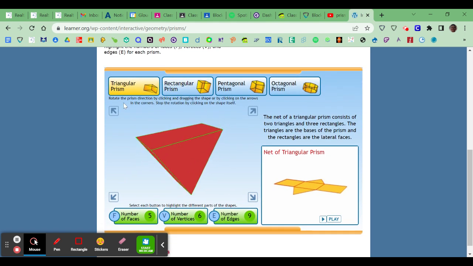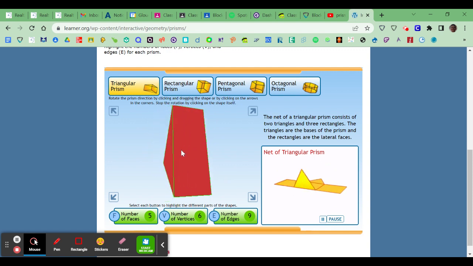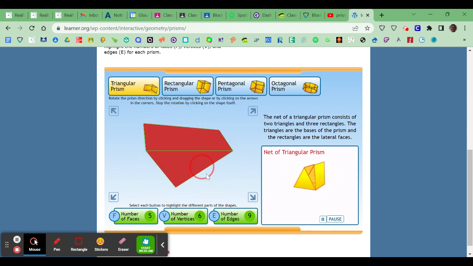Let's look at some examples. Here's a triangular prism. Watch this. You see three rectangles wrap around these two triangular bases. Ready, set, go. Ooh, nice. Very cool.